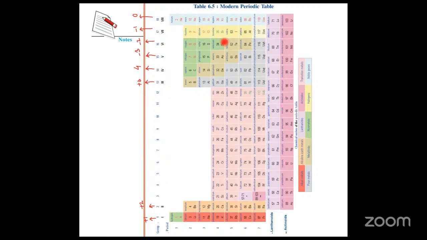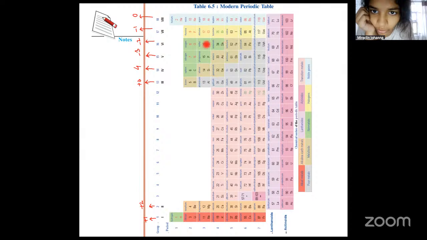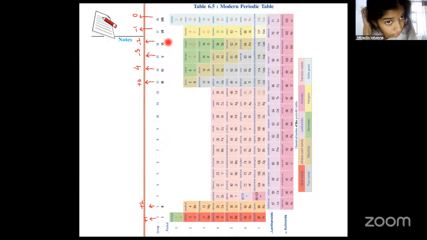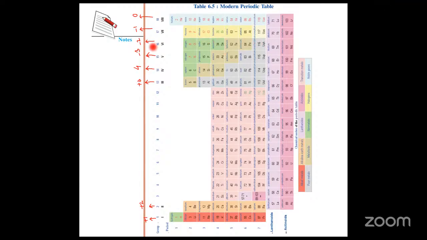Where is the polonium? Check the polonium. The 84. So polonium is coming in which group? 16. So the valency will be -2. Now you don't have to remember all the elements' valency. You can find it out easily.